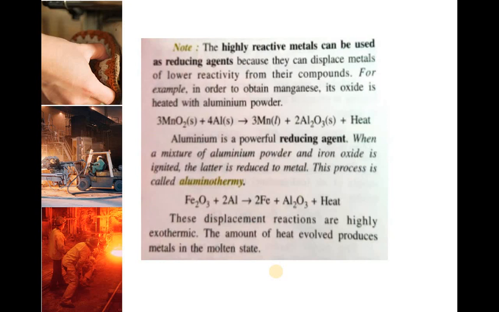When a mixture of aluminium powder and iron oxide is ignited, the latter is reduced to metal, meaning iron oxide is reduced to iron. This is called aluminothermy. This displacement reaction is very highly exothermic, and the amount of heat evolved produces the metal in the molten state.